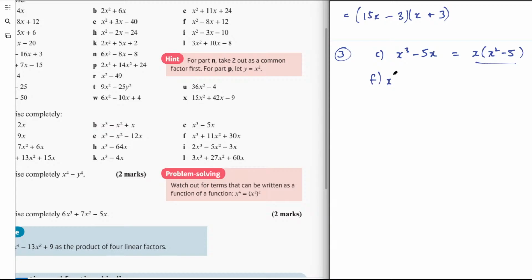F, x cubed plus 11x squared plus 30x. We have x as a common factor, then we have x squared plus 11x plus 30. Then we have a quadratic that we can probably factorize. So let's see. Factors of 30 that make 11. 15 and 2, no, that doesn't work. 3 and 10 doesn't work. Maybe we can't factorize.